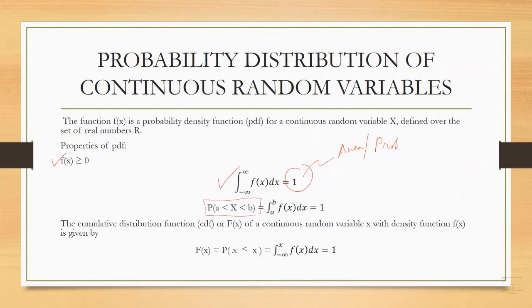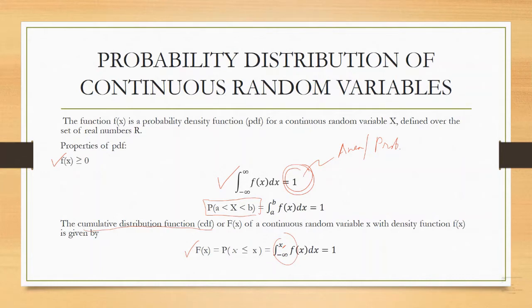Sabi ko nga kanina, yung area under the curve will represent the probability of the event. And there is also what we call the cumulative distribution function, which is defined as F(x), and then we have the integral of f(x) dx from negative infinity to x, kung hanggang saan yung limit ng sinasabi nating event. Okay? Kung ano yung pinag-usapan doon.